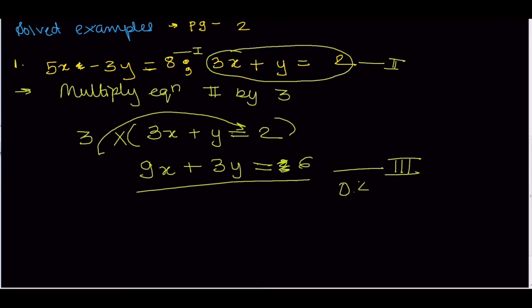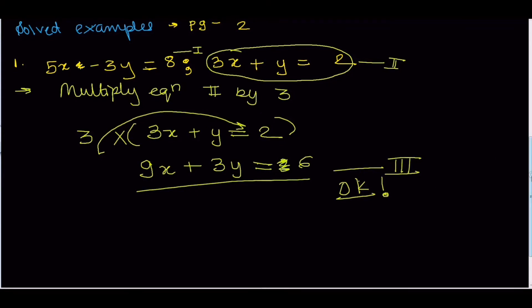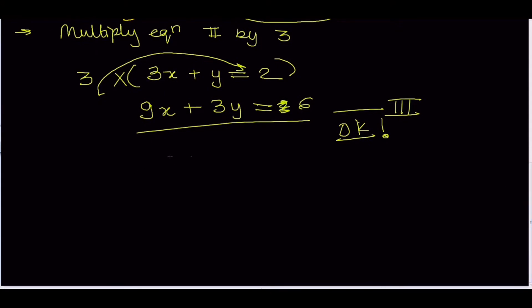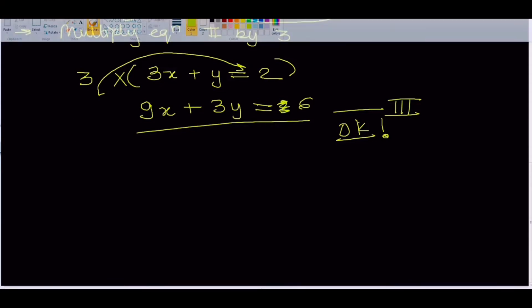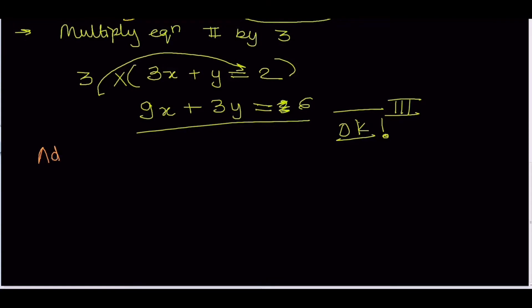I hope this is clear till now. Let us move ahead. Now we are going to add equation number 1 and 3. Why? Again I am telling you, because minus 3y in equation 1 and plus 3y in equation 3 will be eliminated. So the y variable will be eliminated, and we will get the value of x, and when we get the value of x, we will easily be able to solve.